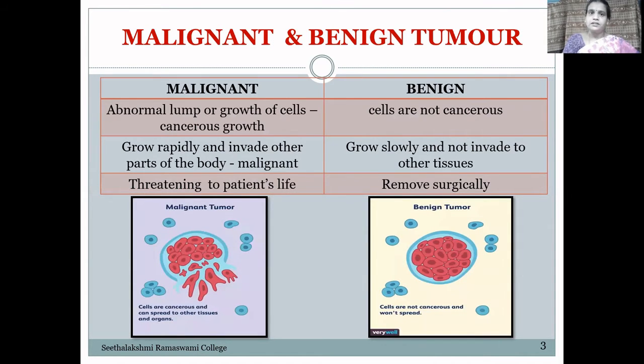How can we differentiate benign from malignant? Malignant tumors look like an abnormal lump or growth of cells. These growths are cancerous growths. Malignant tumors can grow rapidly and invade other parts of the body, hence it is called malignant. This tumor threatens the patient's life. Coming to benign tumors, these are non-cancerous. They grow slowly and do not invade other parts of the body, and we can remove a benign tumor surgically.